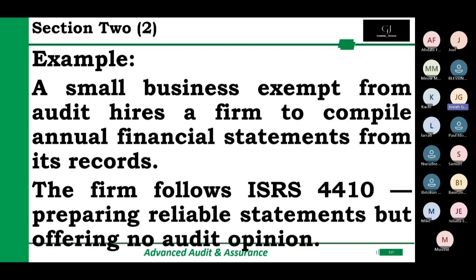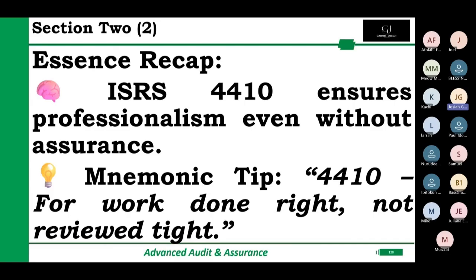word. So an example that emanates here, or critically buttresses this point, is that a small business that is exempted from audit hires a firm to compile annual financial statements. This is an example of a compilation engagement from its record. So the firm follows ISRS 4410, prepares reliable financial statements, but it does not audit them or offer any audit opinion on that. And the essence of this standard is that it ensures professionalism even without assurance.